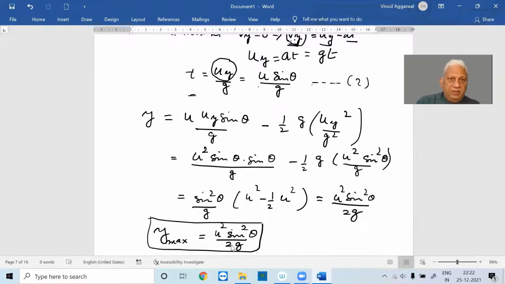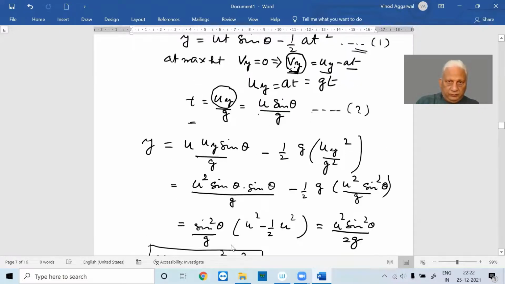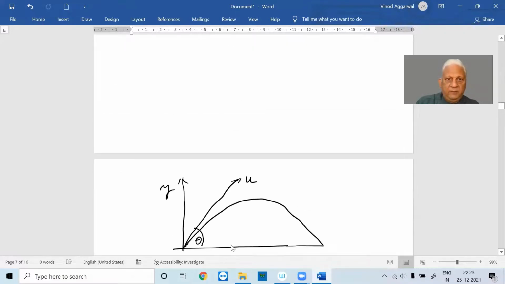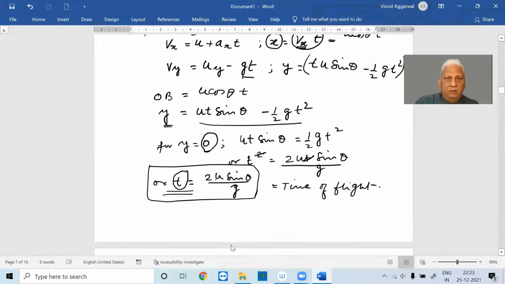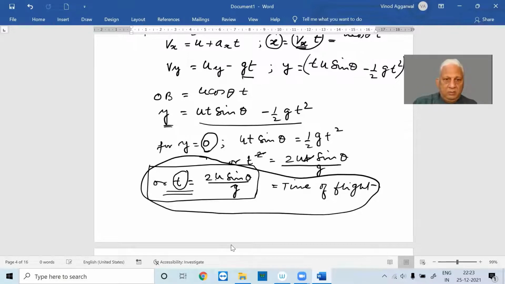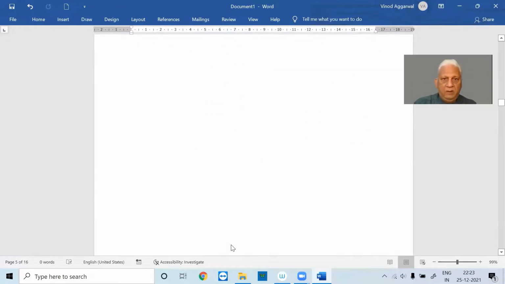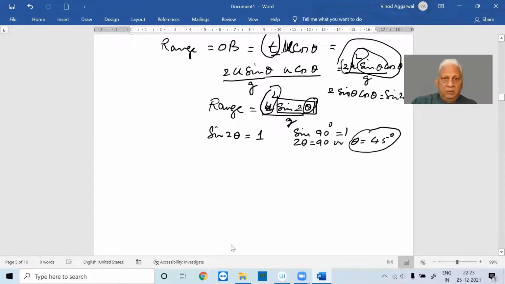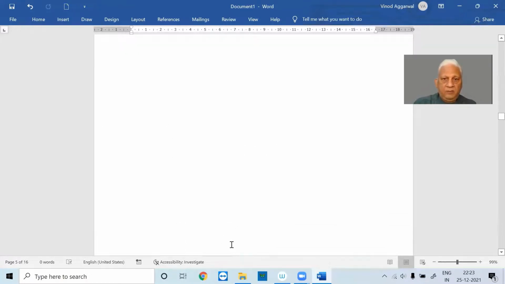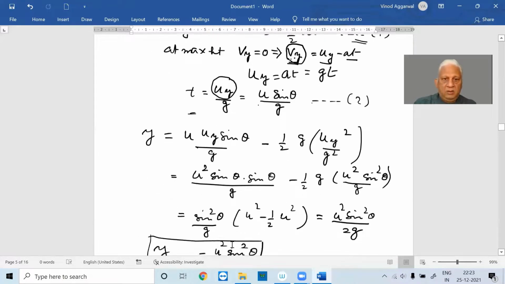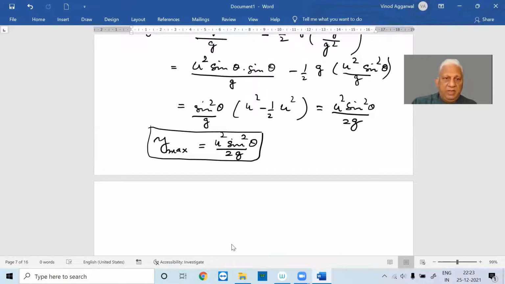So in projectile we have seen three things. And what are these? We have seen time of flight is one thing. Range was another one. And maximum height attained is the third parameter. Okay.